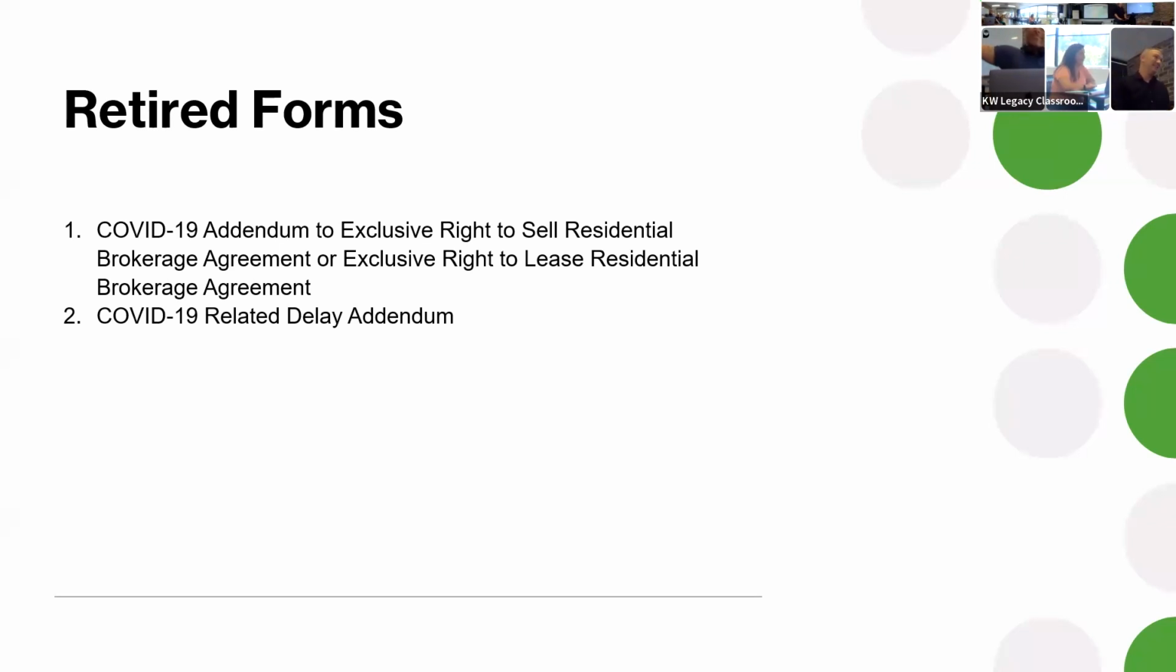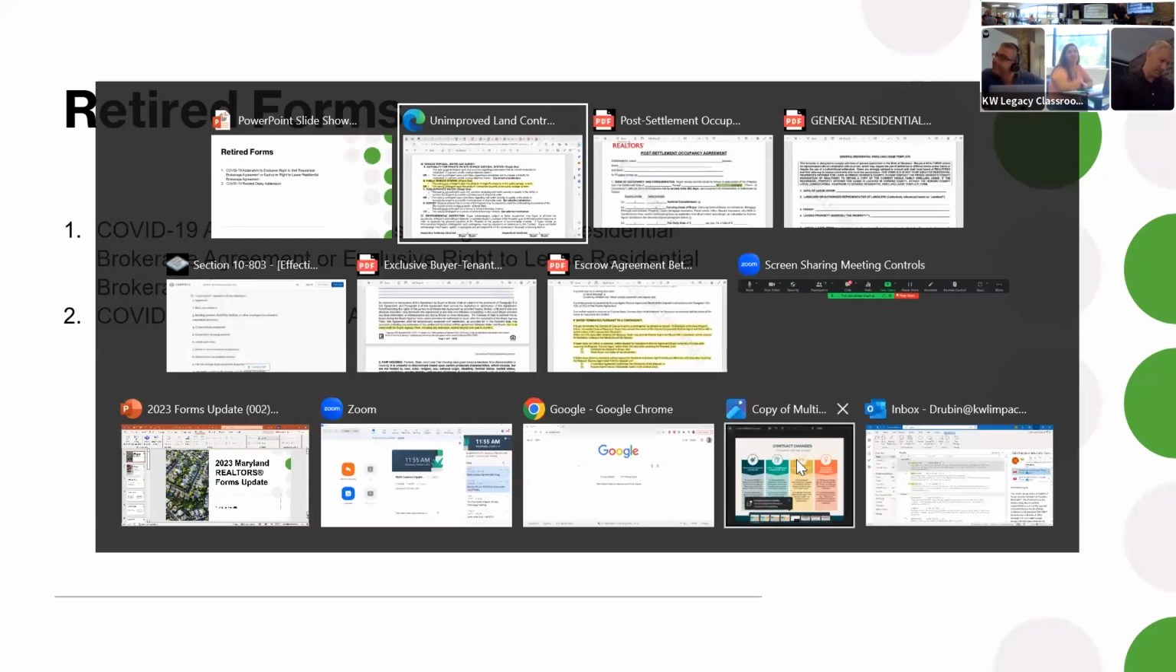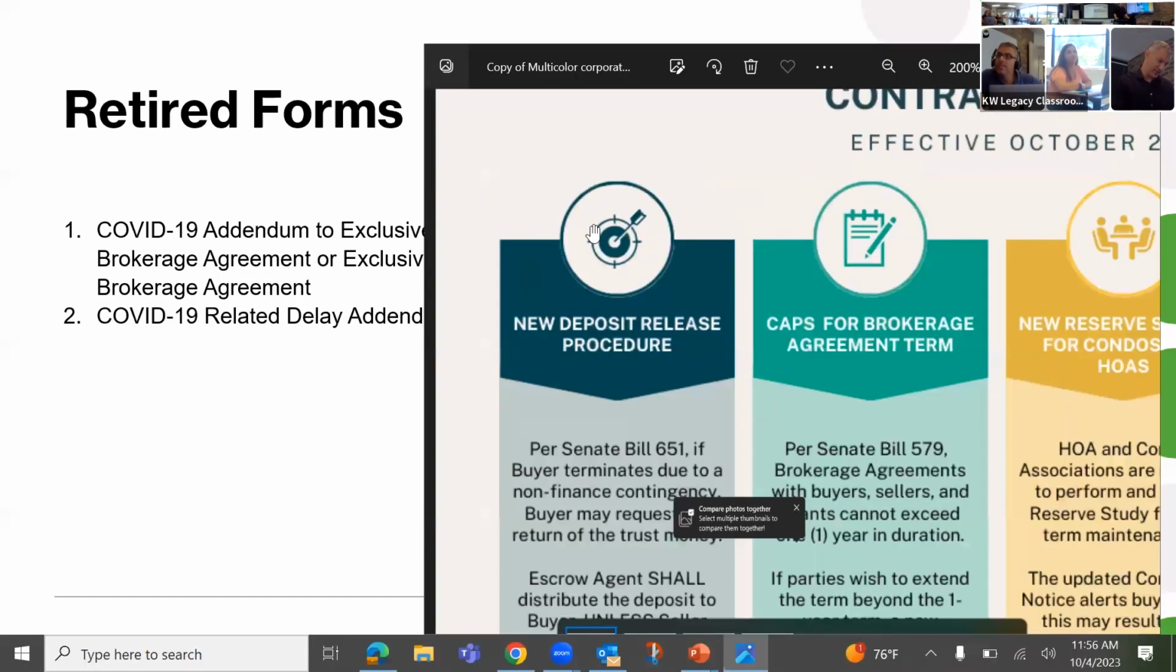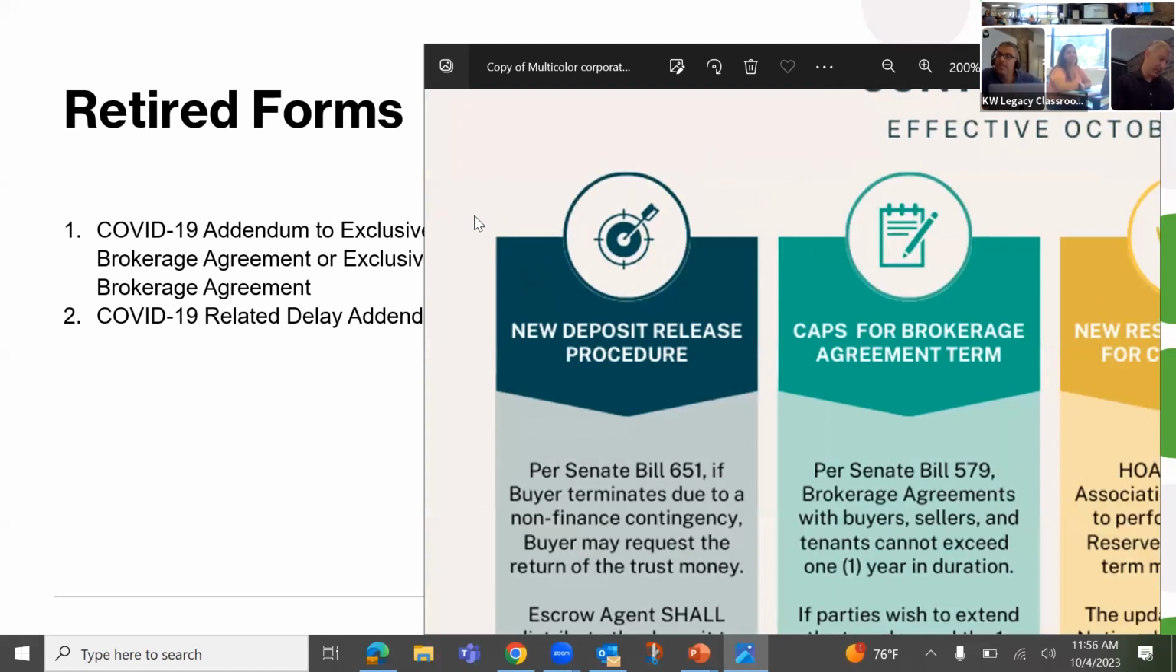Can you share the PowerPoint? Yes, I will share the PowerPoint. And I also created a beautiful infographic, which I wasn't sure I knew how to do and apparently don't know how to display.